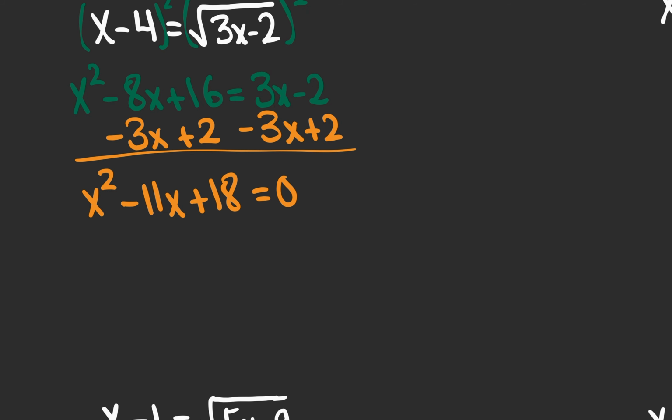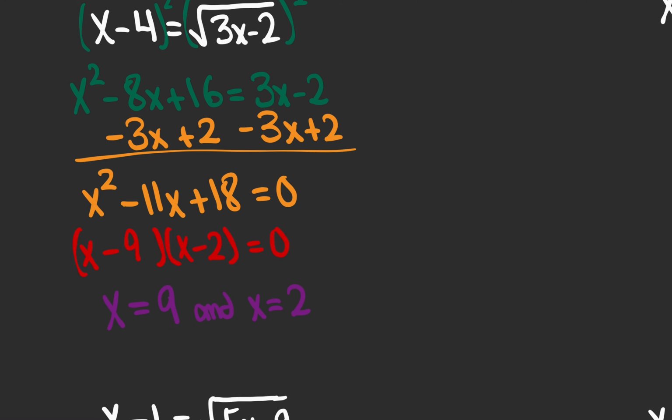Now, looking at this, I notice right away that the factors for this will be the following. We will have x minus 9 times x minus 2. And it makes sense, right? If you look at this, negative 9 times negative 2 will give you positive 18. Negative 9 plus negative 2 will give you negative 11. So the final solutions are x is equal to positive 9 and x is equal to positive 2.